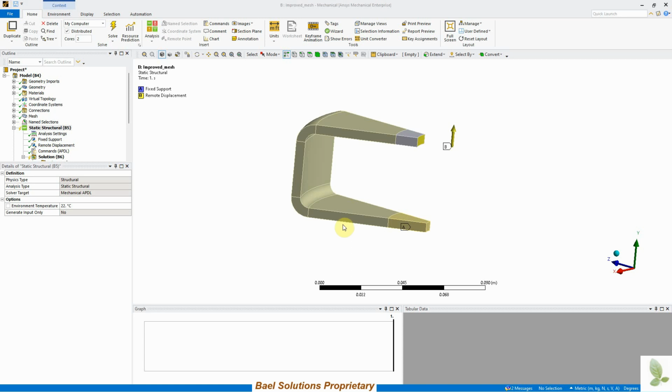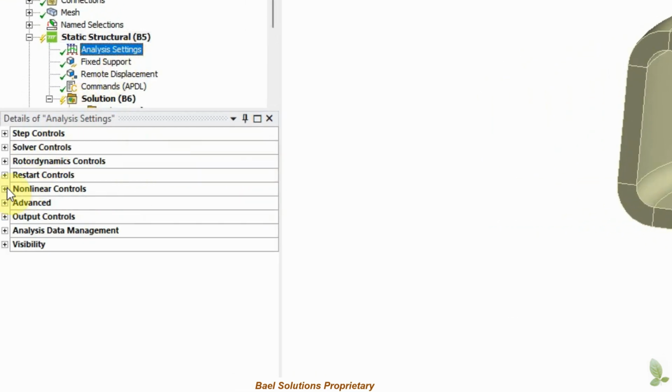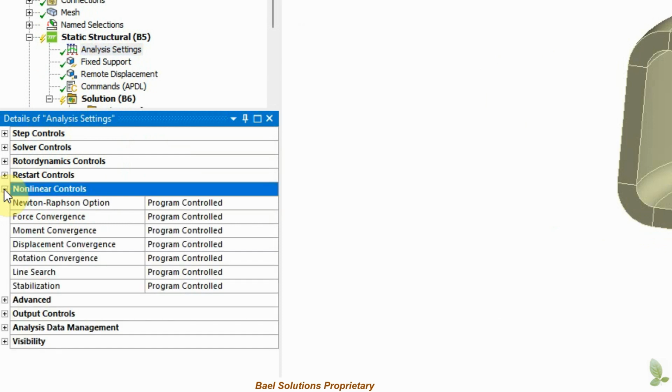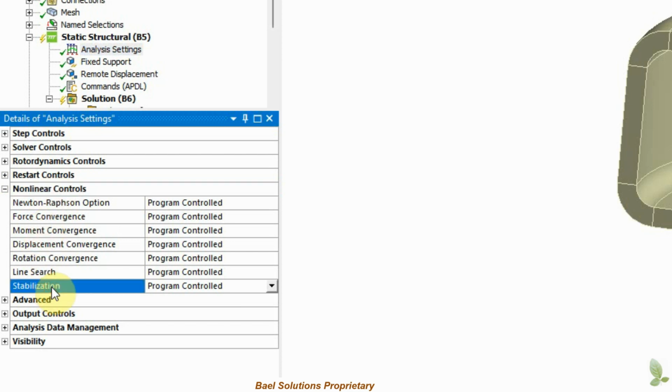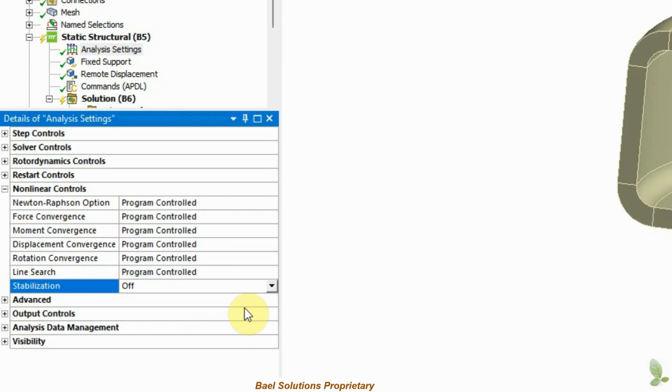Nonlinear stabilization and damping can be activated from the Nonlinear Controls box of the Details window of the Analysis Settings branch. In the Nonlinear Controls box, the last tab is Stabilization. There is a list next to the Stabilization that has 3 options: 1. Off, 2. Constant, and 3. Reduce. If the stabilization is set to off, the stabilization and damping will be inactive.